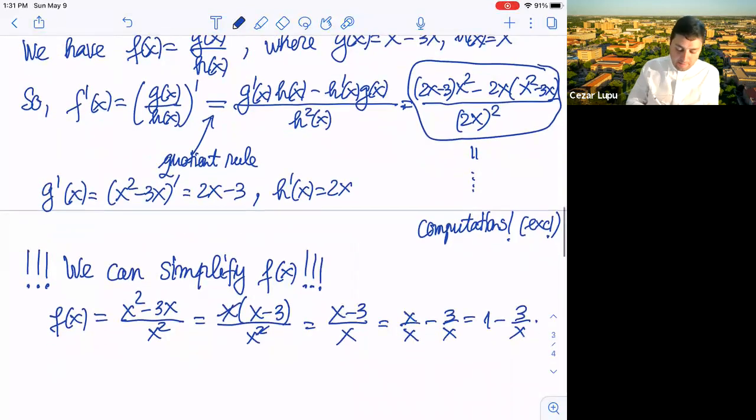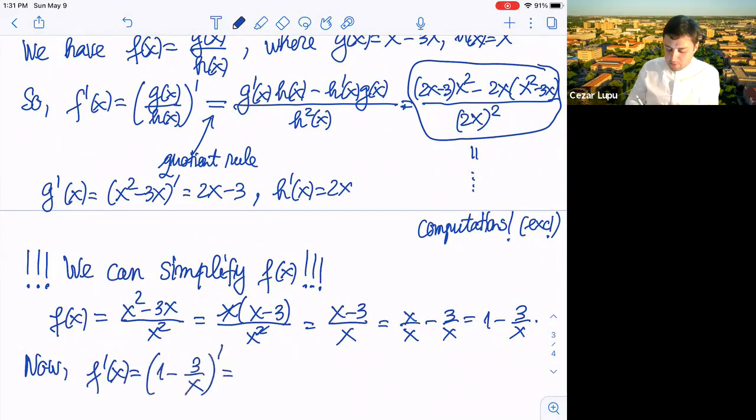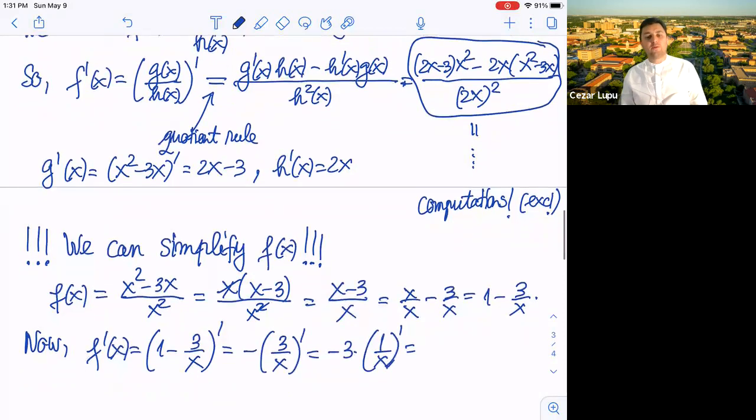And now clearly, f prime of x is nothing else than just this guy, 1 minus 3 over x prime. Well, 1 prime will be 0, so it will be negative 3 over x prime. Or if you want, negative 3 times 1 over x prime. But what is the derivative of 1 over x? Can you tell me? What is it? The derivative of 1 over x is?